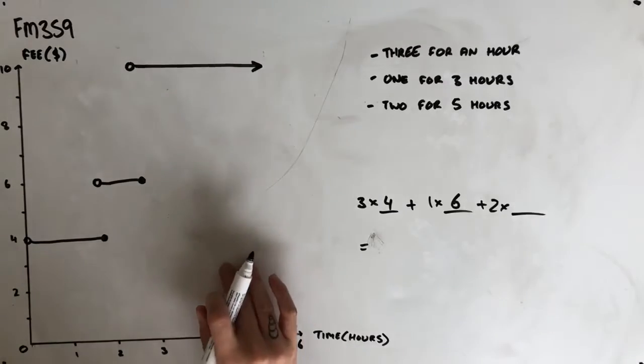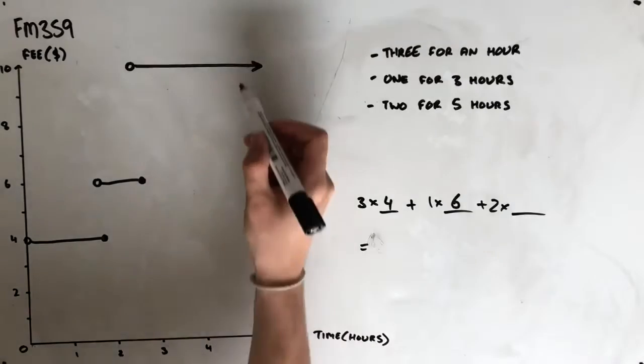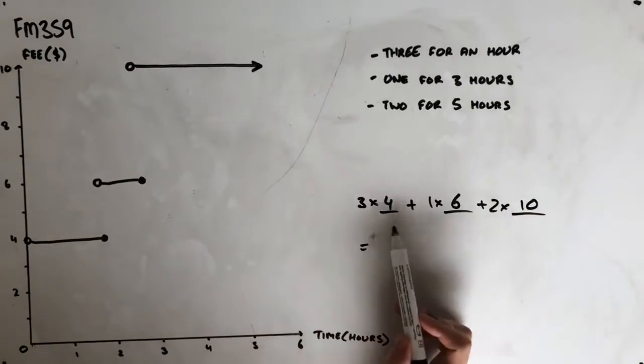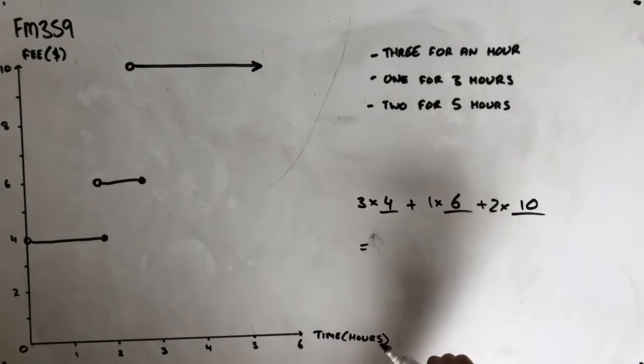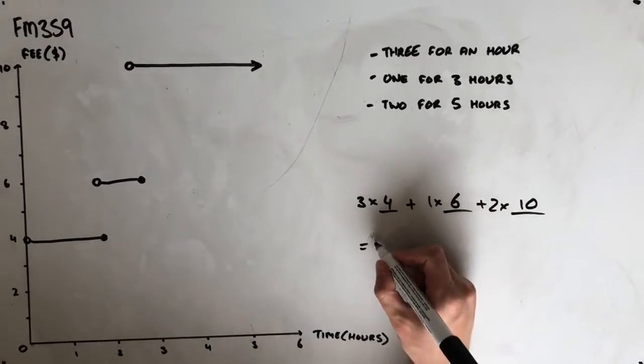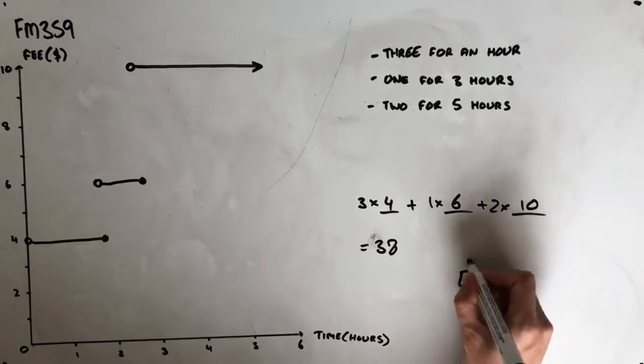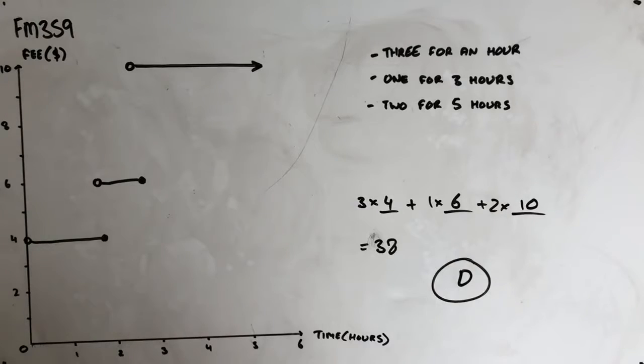Then the 2 customers who use the lockers for 5 hours, well, 5 hours in, the fee is $10. So we have 3 times 4 plus 1 times 6 plus 2 times 10. Plugging that all into a calculator, we should get an answer of 38, being $38. So our answer, of course, is going to be option D.